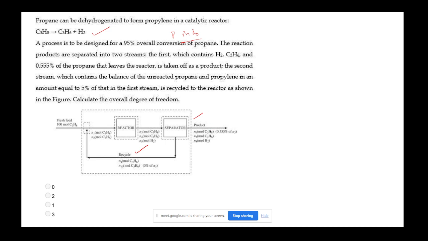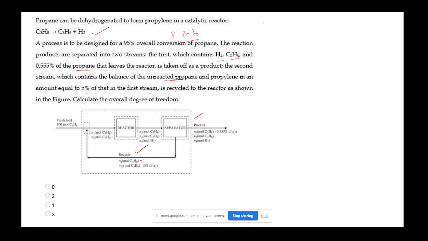The first stream, which is the product stream, contains H2, C3H6 and propane. You know how much propane leaves in this stream, which is 55.5% of what leaves the reactor. So if this is N3, then it is 55.5% of N3. The second stream contains the balance of unreacted propane and propylene, which is equal to 5% of that in the first stream, and is recycled. Calculate the overall degree of freedom.